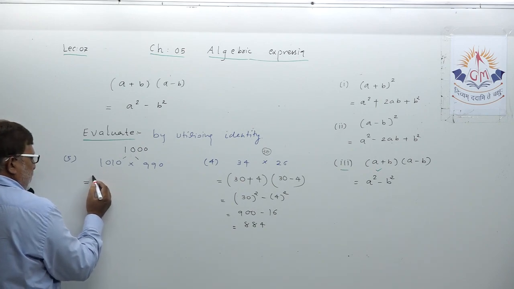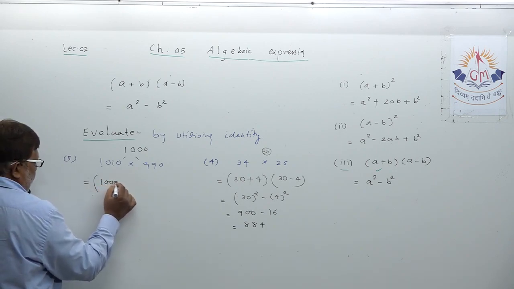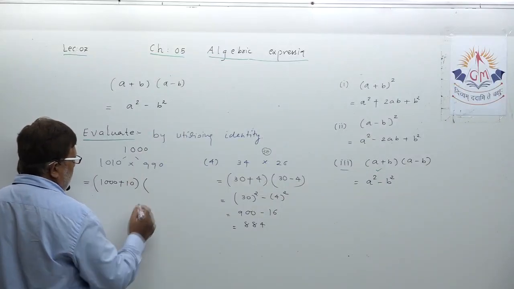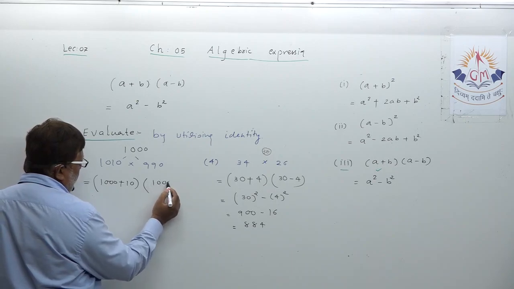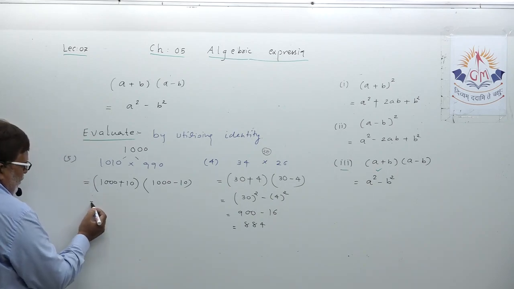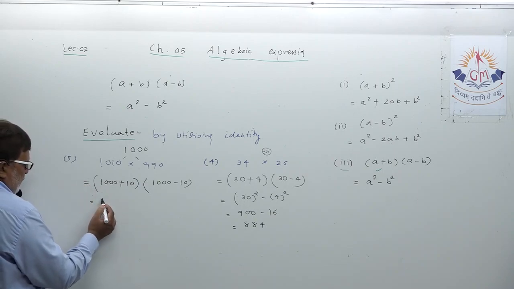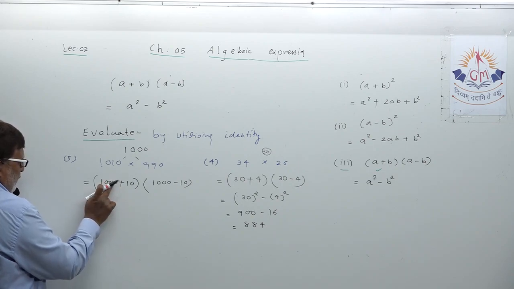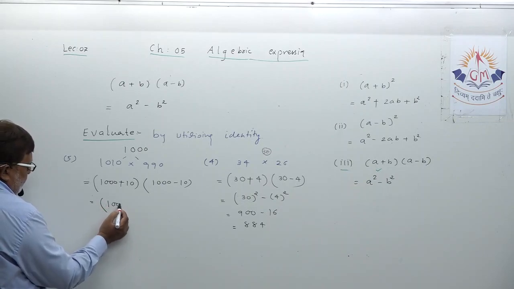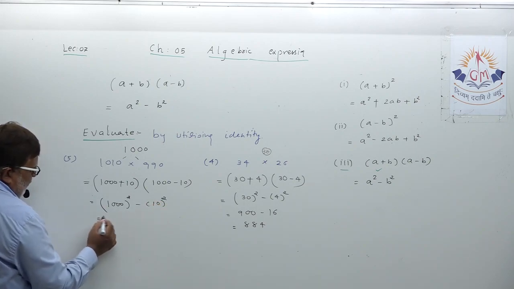Instead of 1010, you will write 1000 plus 10. Instead of 990, you will write 1000 minus 10. It is like A plus B, A minus B. It is to be solved. Consider 1000 as A, 10 as B. A square minus B square. How will you square 1000?